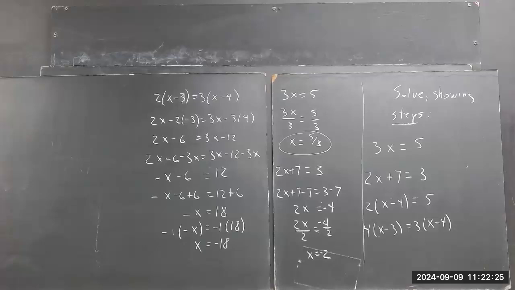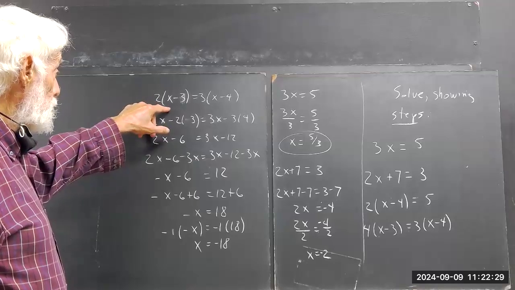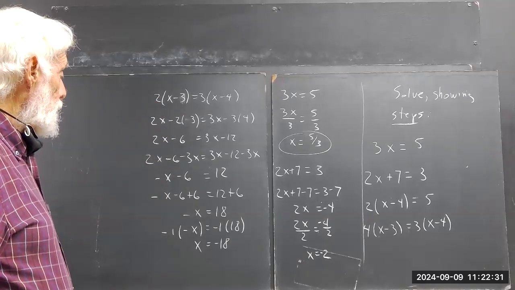And then let's see if that checks out. Let's see, we get negative 21 here, and 2 times negative 21 is negative 42.